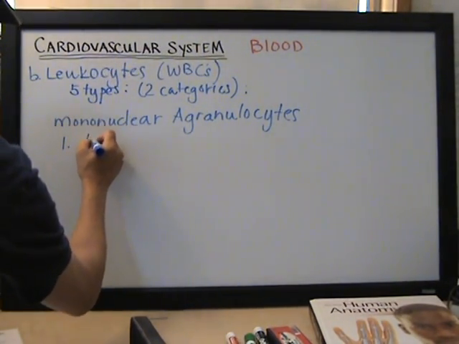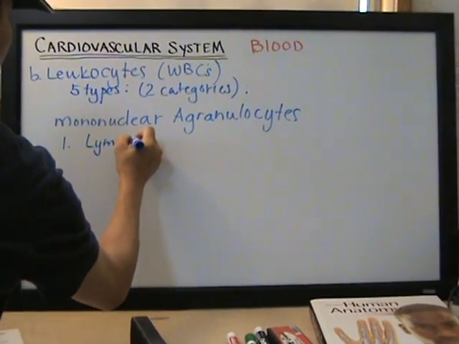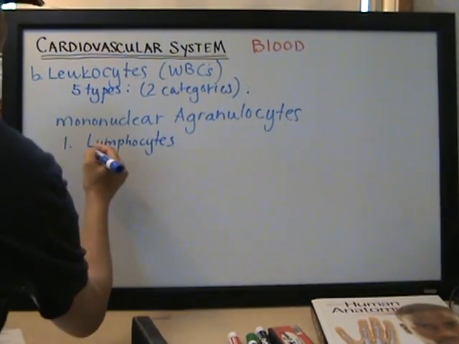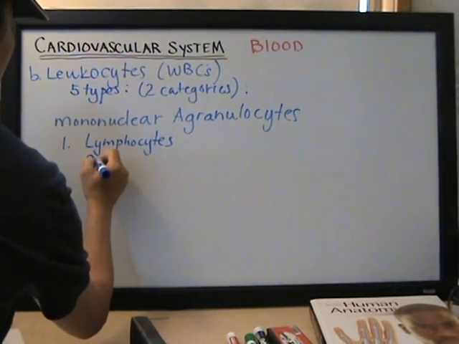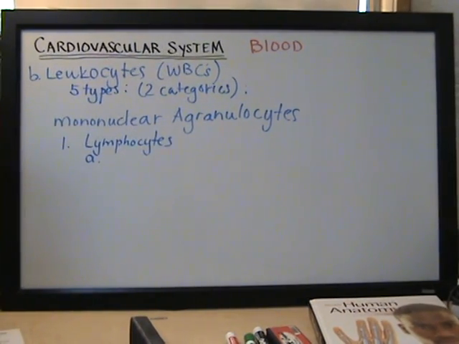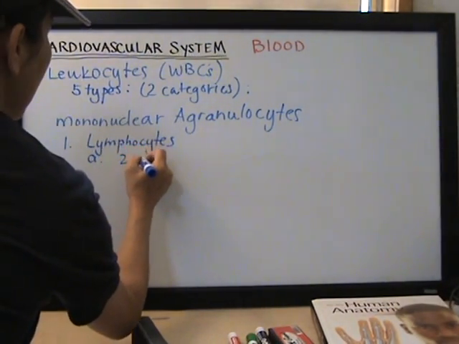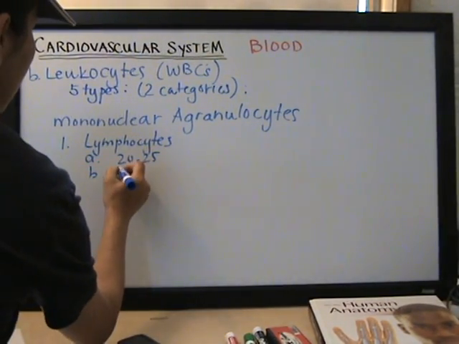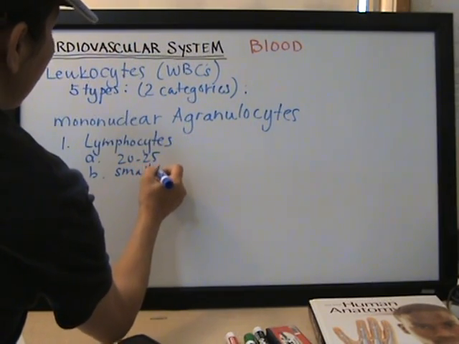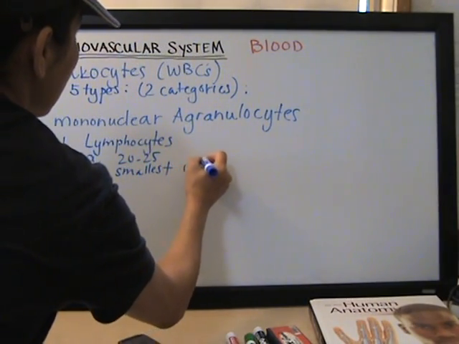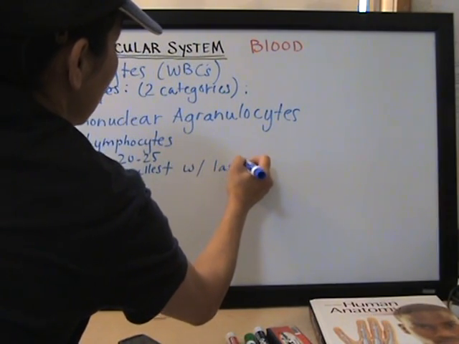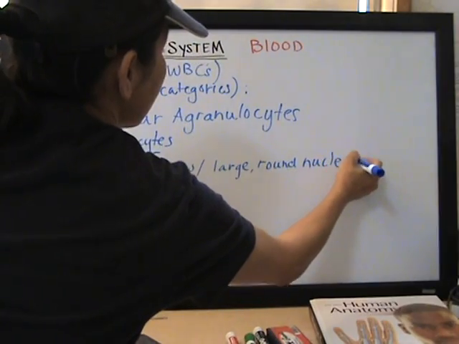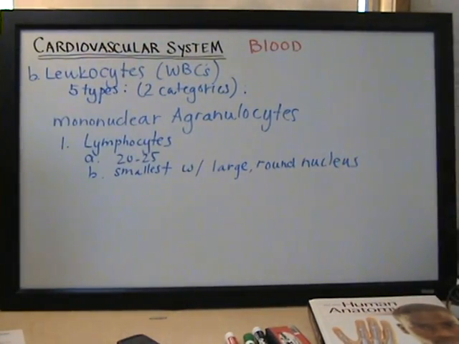These are the lymphocytes. These are small, with very round nuclei. They make up about 20 to 25%, so we see quite a bit of those in the blood. They're almost the size of a red blood cell, not quite. Smallest, with a large round nucleus. No granules.